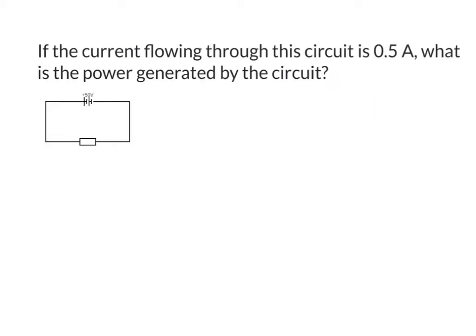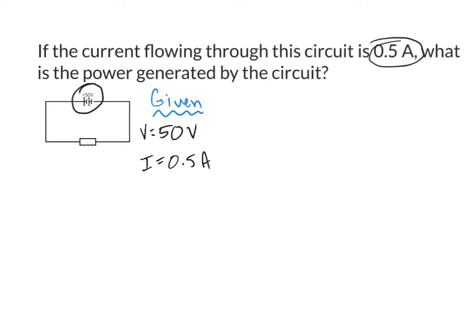And what we're going to do is figure out the amount of power generated by this circuit, which has a current of 0.5 amps flowing through it. So let's start by listing out our givens. We know that our voltage is 50 volts, and our current is half an amp. So I is 0.5 amps. And we are trying to figure out our unknown, which is, of course, the power. So P equals question mark.